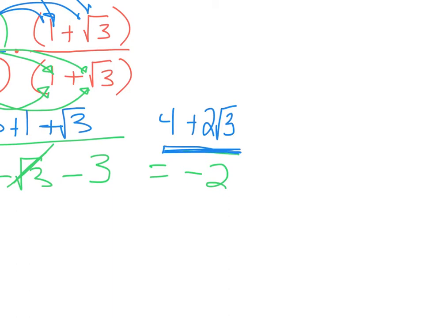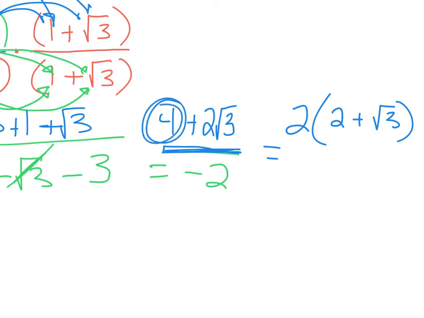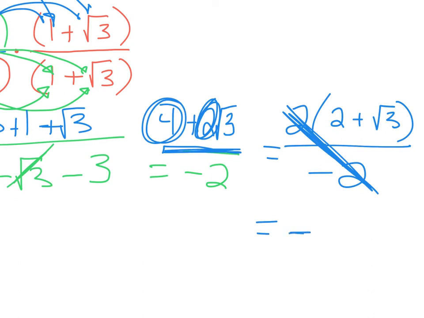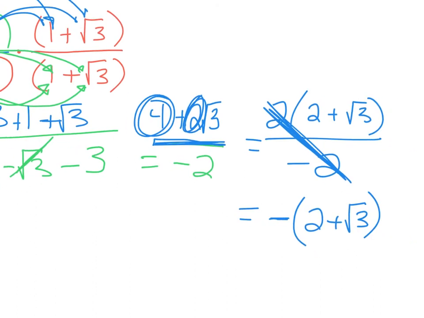Okay, now there's two ways we can think about this. On top, we know that both of these terms have a 2 in common. Right, a multiplier of 2. This is a 2 times 2, and this is 2 times 1. So I can factor that out there just so that we can further simplify this by canceling those out. So your final answer would be the negative of 2 plus radical 3, or negative 2 minus radical 3 if you are so inclined to do that.